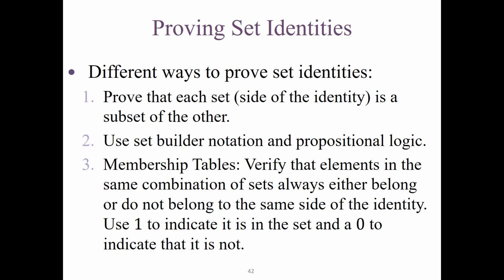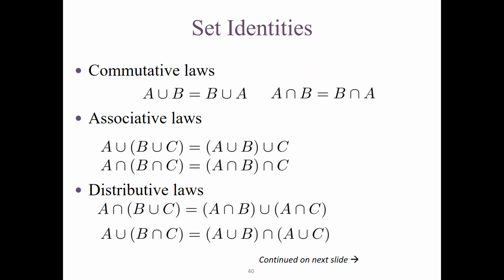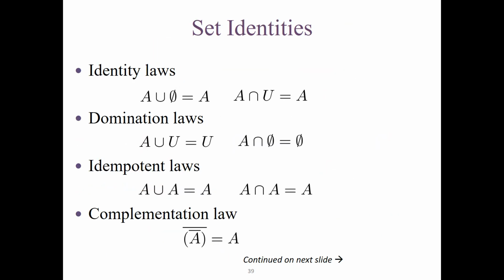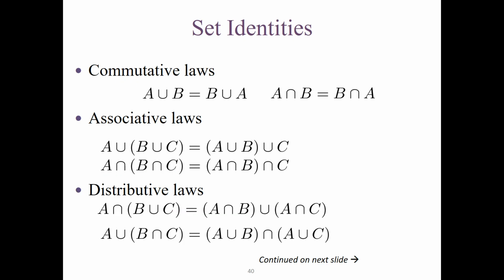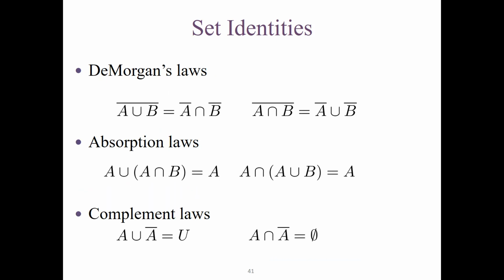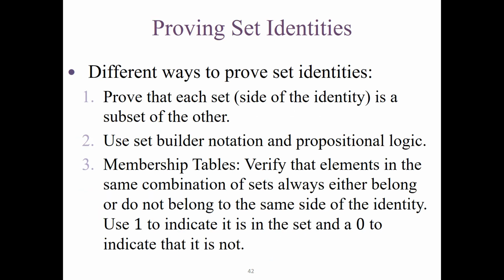Okay, so next we will see how to prove set identities, because we have a lot of set identities listed here. Actually we have the set on the left-hand side and we also have the set on the right-hand side. We need to prove the two sets are equal. Next we will see three different ways to prove set identities.